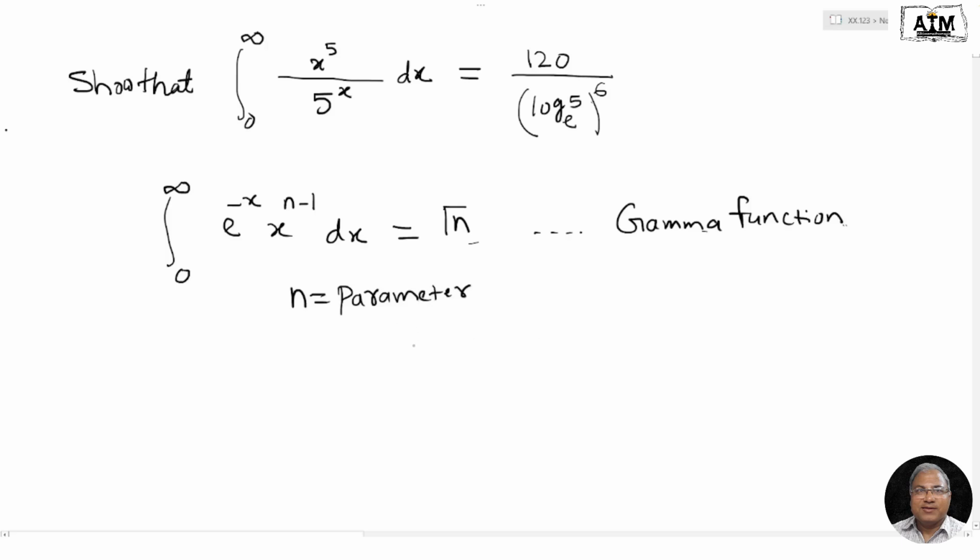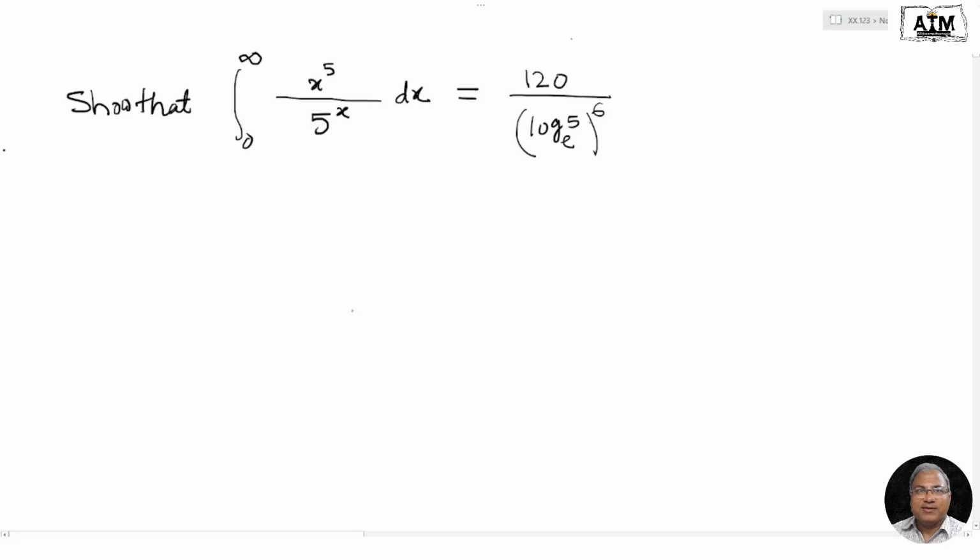So let us solve this question. For solving this question, we are going to use one important logarithmic property, that is e raised to log a to the base e is equal to a. This is the important logarithmic property we are going to use to solve this question. What is the property? e raised to log a to the base e equals a. This is a very important property, and we are going to use it to solve this question.